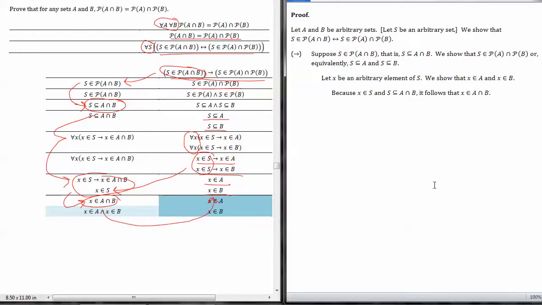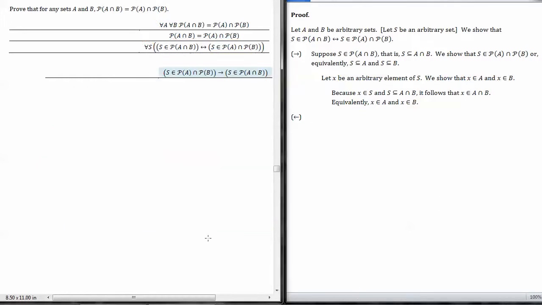So I'll just say equivalently X is in A and X is in B. Okay, that's what we said we were going to show. So that finishes that direction of the proof. And now we're going to come and do the right to left direction.